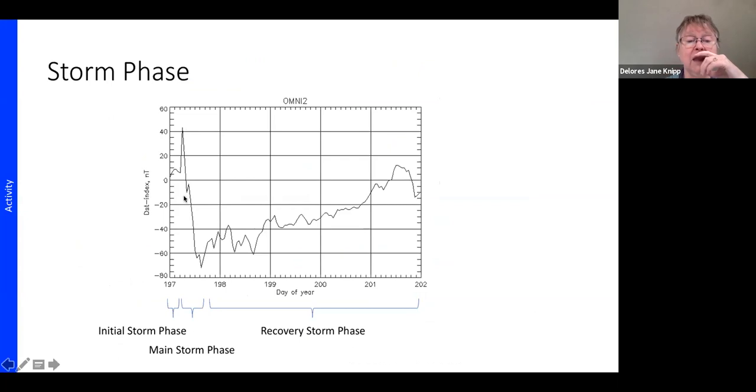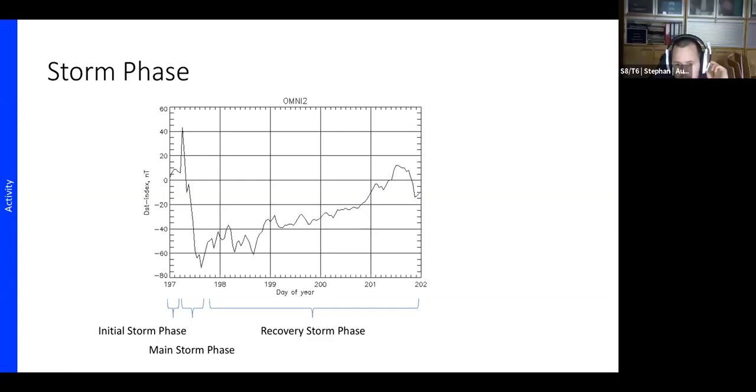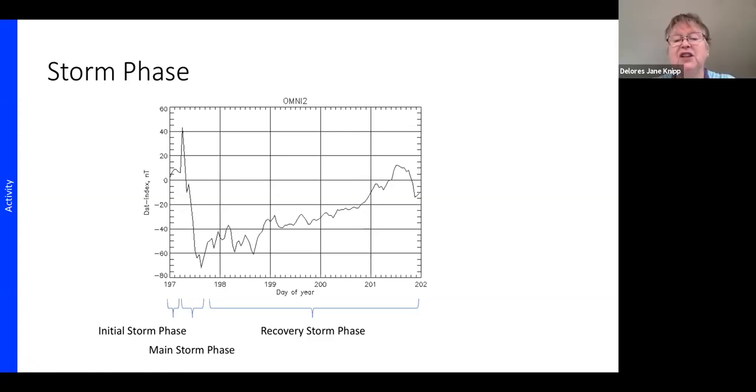Then a precipitous drop, which is an indication that those ions that I've already mentioned are getting organized, and we'll talk about how that happens. And they are going to be circulating around the Earth. And then this very long recovery phase where those ions are either leaving the ring current or they're recombining with other particles or charge exchanging, but that's a very slow decay process. So once we get these particles quasi-trapped around Earth, they tend to hang around for several days.